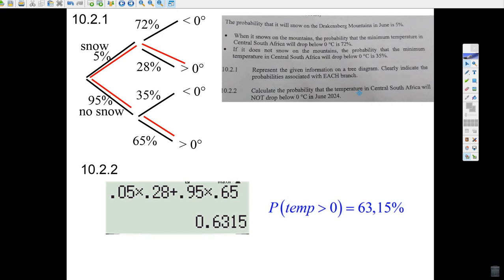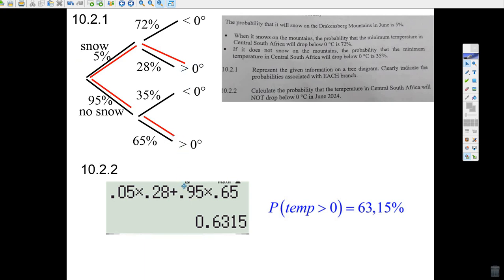Calculate the probability that the temperature will not drop below 0 degrees. So it'll be greater than 0 on this date. Well, all you do is go down the tree until you hit greater than 0 and multiply. That's how you work out the probabilities on a tree diagram. Just multiply. So you go 0.05 times 0.28. That's the probability here if it snows. And the probability when it doesn't snow is you go 0.95 times 0.65, where it's going to be greater than 0. They said the temperature will not drop below. That means it'll be greater than.